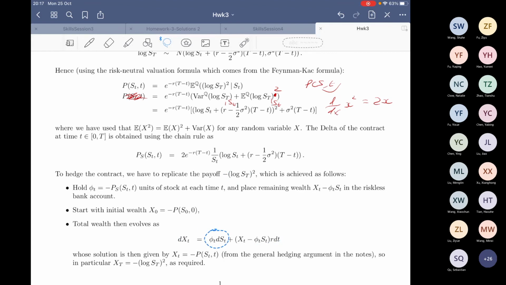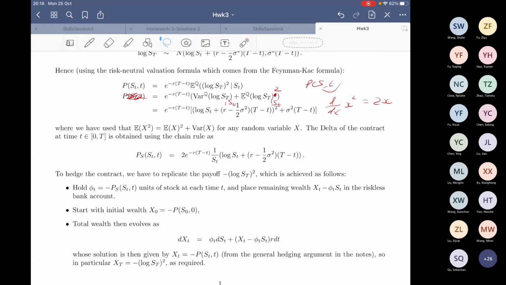Here's your contribution from changes in the stock price, which is a stochastic integral term, but it's the shorthand that we use for that. And here's what you're making from the money in the risk-free bank account. This quantity may be negative, in which case it means you're borrowing money.